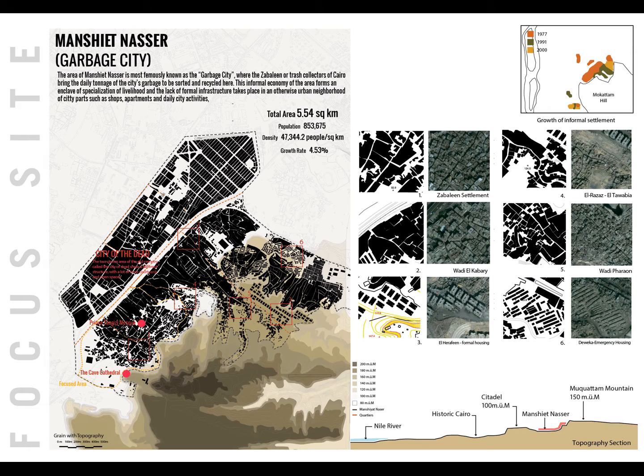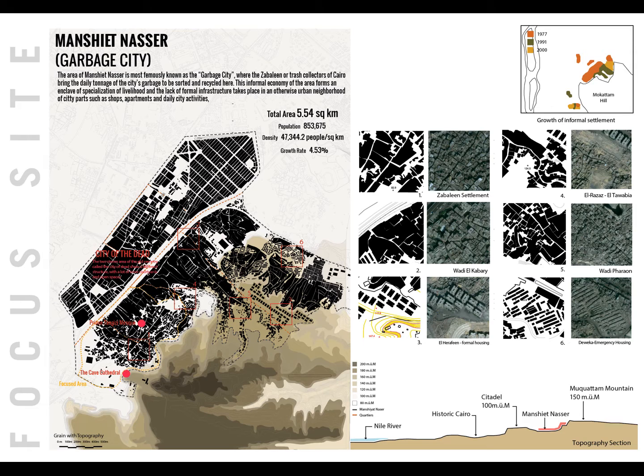Manshiet Nasser is one of the oldest settlements in Cairo, and given its long history, the built form is significantly different. I identified a few of them. Zibeline settlement, or garbage collector settlement, has a less dense fabric for the purpose of garbage sorting and pig grazing activity. In the areas where no garbage sorting takes place, the structure is much denser with much less open space, following a linear structure deep into the settlement.